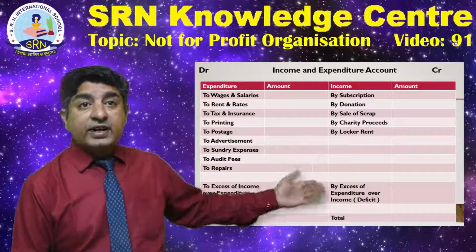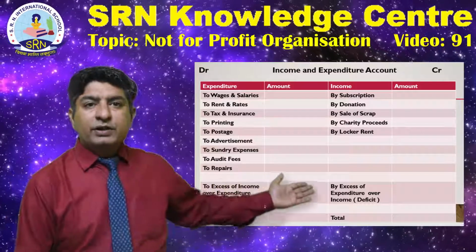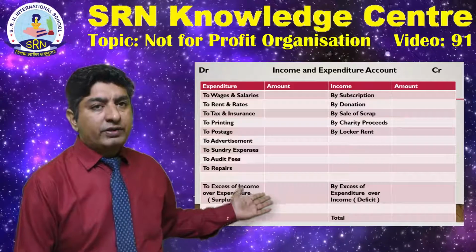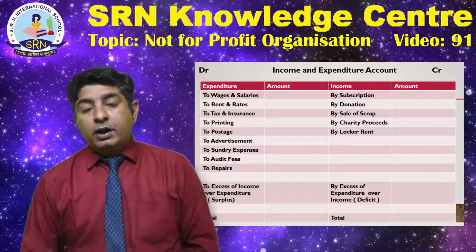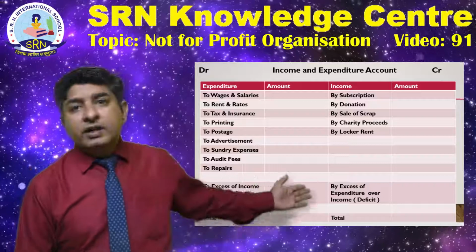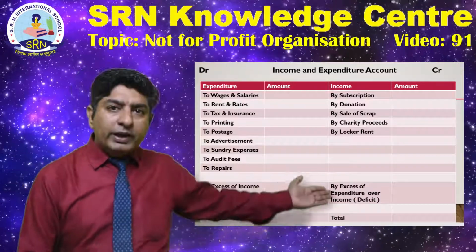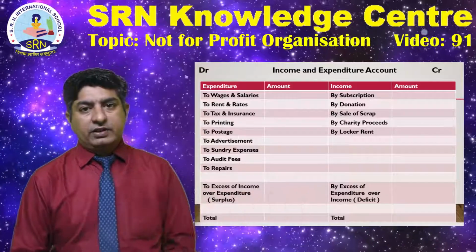If the credit side is greater than the debit side, then the balance will be known as excess of income over expenditure, and in short we say it's surplus. Now if the debit side is greater than the credit side, the balance will be known as excess of expenditure over income, in short we say deficit.